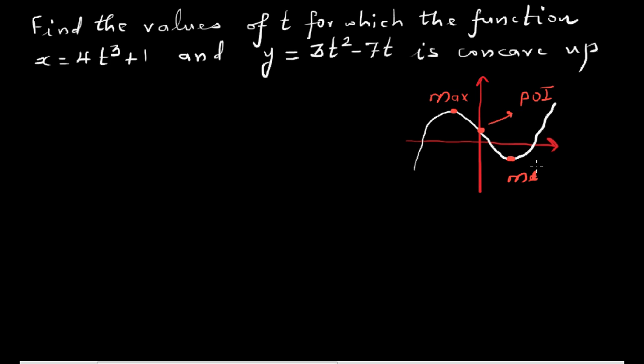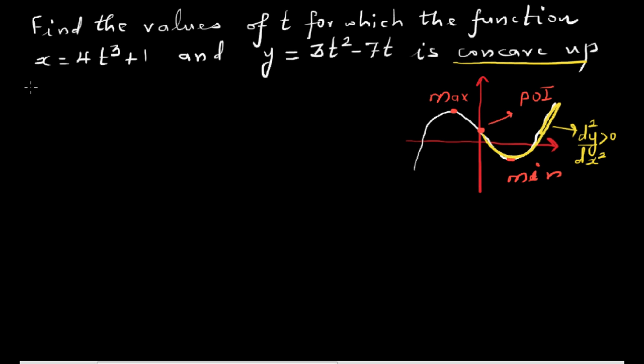This area, let me use a different color, is called concave up. For this area, you should know the second derivative, d squared y by dx squared, has to be greater than 0. So for concave up, the second derivative is greater than 0, and for concave down, your second derivative is less than 0. So the question is, for which values of t is your function concave up?